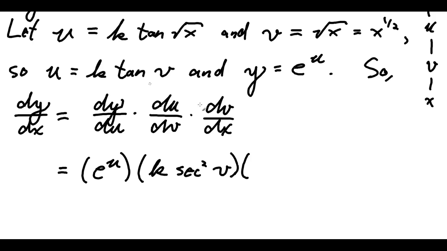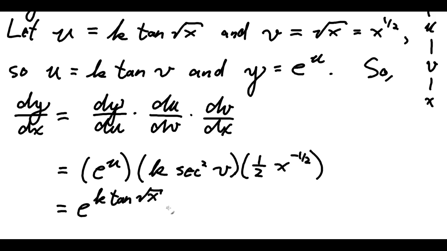That was du by dv. dv by dx, v is equal to x to the 1/2. So when we take its derivative, that is 1/2 x to the negative 1/2. Right? So now we need to start plugging things back in. We have e to the power of u. We want everything in terms of x, so let's use that first version that we have, u is equal to k times the tangent of the square root of x. We have times k times the secant squared of v, and v is the square root of x, times 1/2 x to the negative 1/2 power.